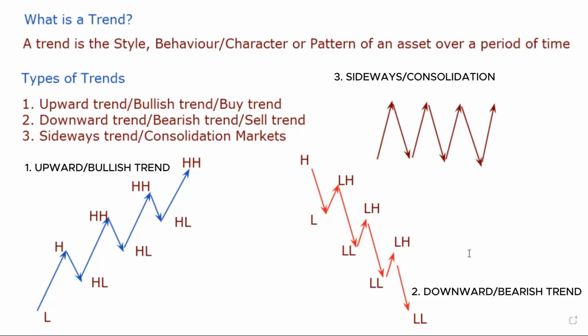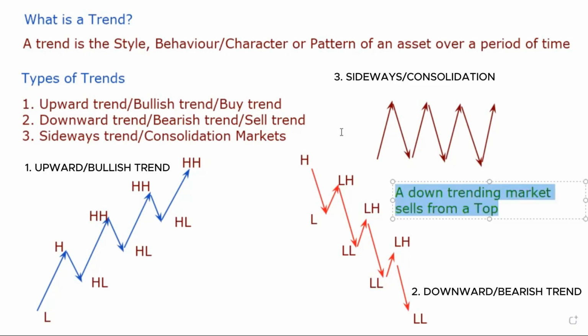Now listen, a downtrending market sells from a top. I repeat, let me put it by the side: a downtrending market sells from a top. I hope you can see what I'm writing correctly. Are you seeing that? Yes, sir.